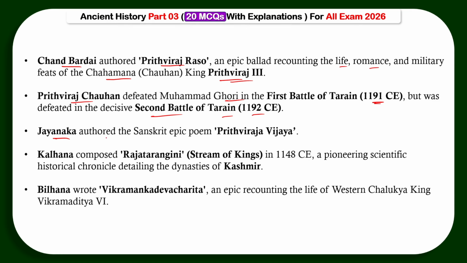Jayanak authored the Sanskrit epic poem Prithviraj Vijay. Kalhan composed Rajatarangini, Stream of Kings, in 1148 CE, a pioneering scientific historical chronicle detailing the dynasties of Kashmir. Bilhan wrote Vikramankadeva Charita, an epic recounting the life of Western Chalukya king Vikramaditya VI.